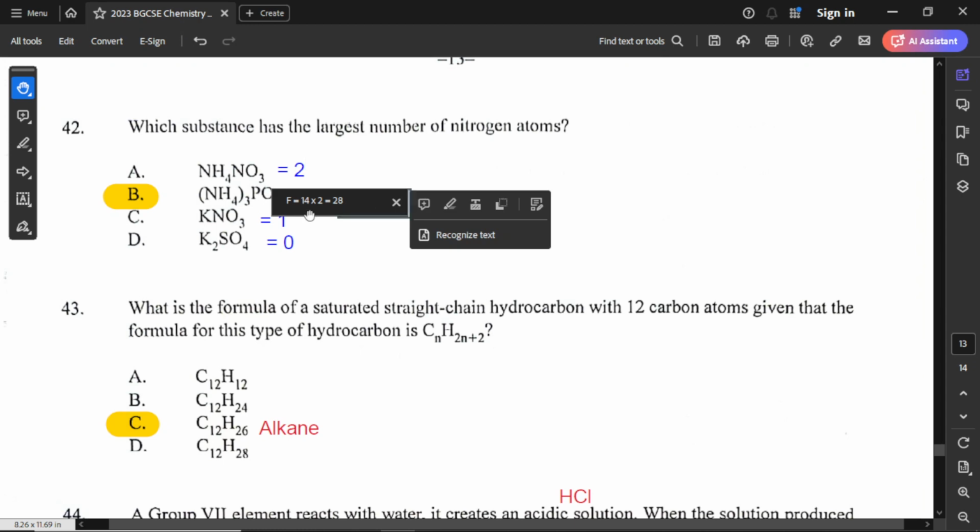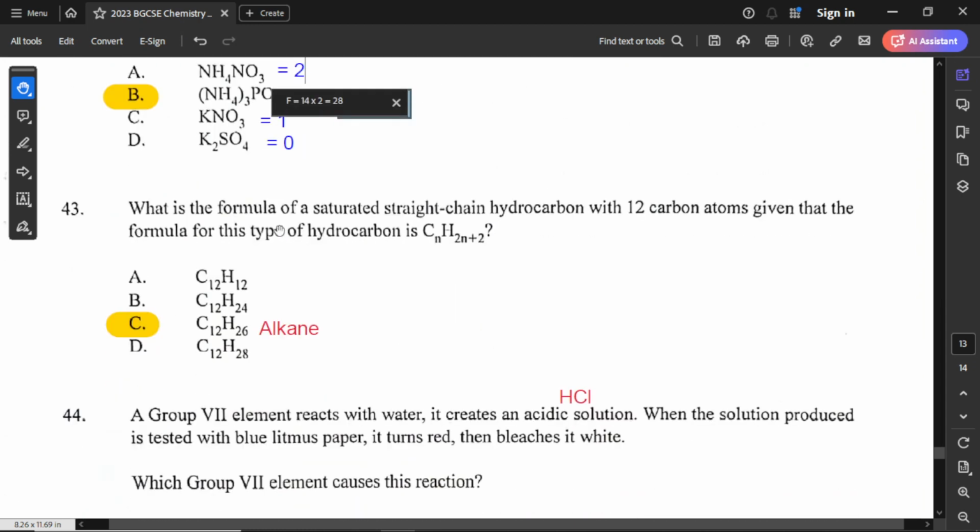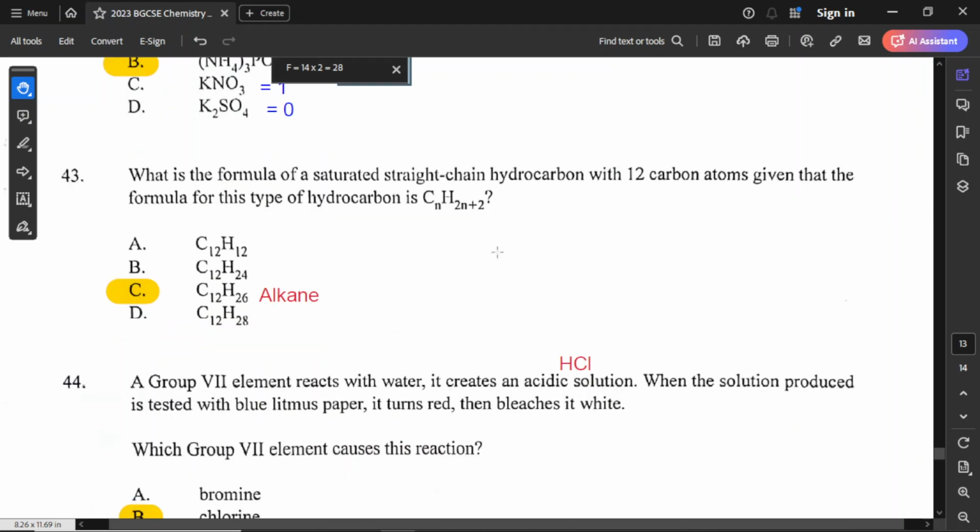Anyway, that's 3 there for B. For 43, it said, what is the formula of a saturated straight chain hydrocarbon with 12 carbon atoms, given that the formula for this type of hydrocarbon is CnH2n+2, and we know that this is an alkane group. The only one that works out to be CnH2n+2 is C, which is 12 carbon, and if you multiply it by 2, you get 24 plus 2, that is 26. And that's alkane for sure. I need to remember that. We need to remember the alkenes and the alkynes as well. So you need to know all the formulas.